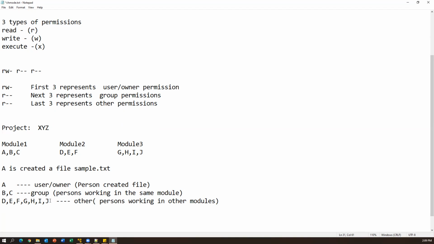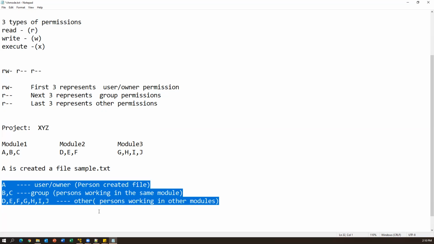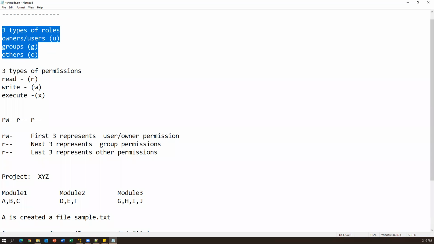So there are 3 roles provided. The first role is user or owner: the person who created a file comes under owner or user. Group means persons working in the same module where A is also working. And other means the persons working in other modules other than this module. So user or owner, group, and other: these are called the 3 different types of roles.